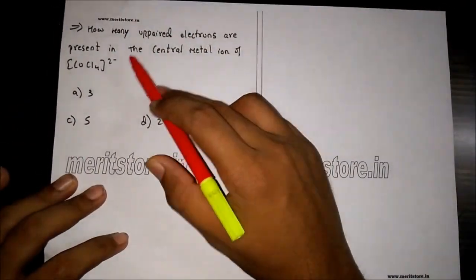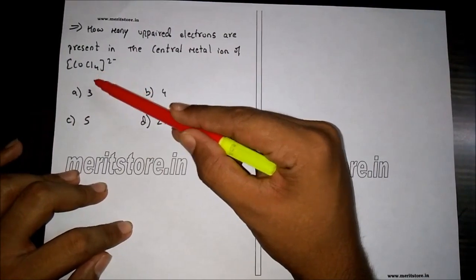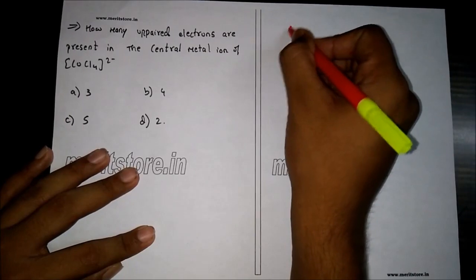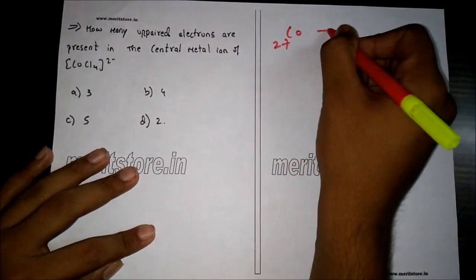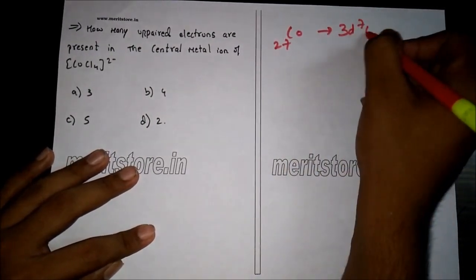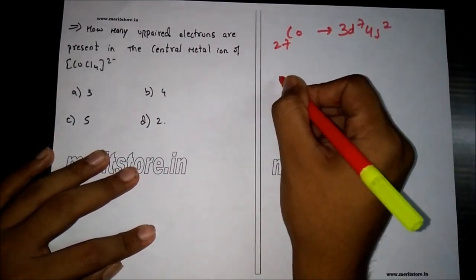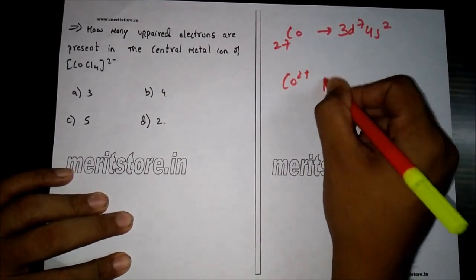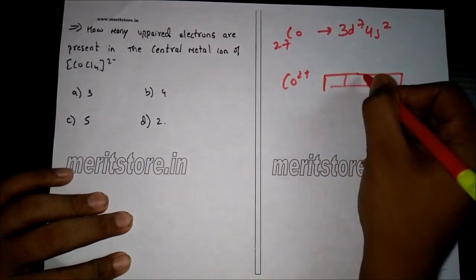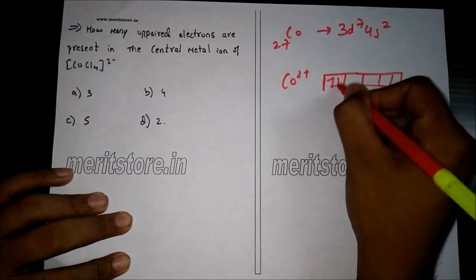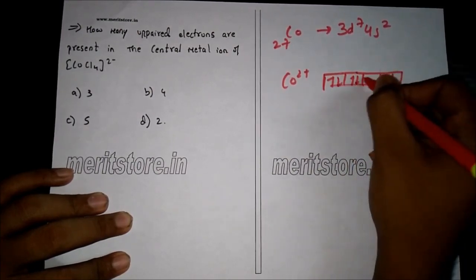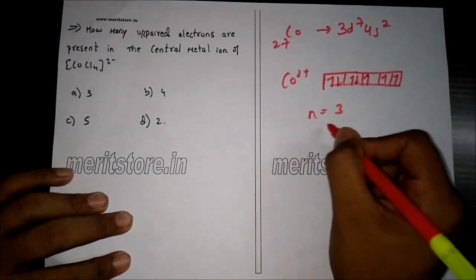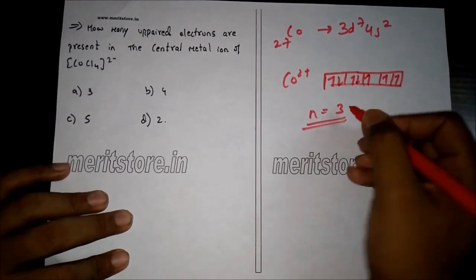How many unpaired electrons are present in the central metal ion of [CoCl4]2-: A, 3; B, 4; C, 5; or D, 2? Now, Co, which has an atomic number of 27, has the configuration 3d7 4s2. Therefore, in the presence of the ligand, all the electrons will be paired except the last 3. Therefore, the number of unpaired electrons will be equal to 3. The correct answer here is therefore option A.